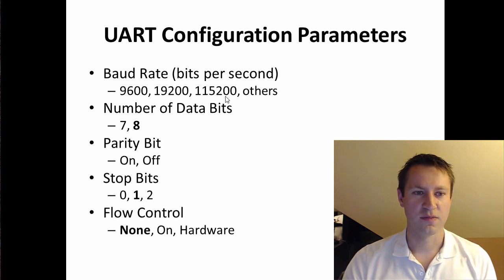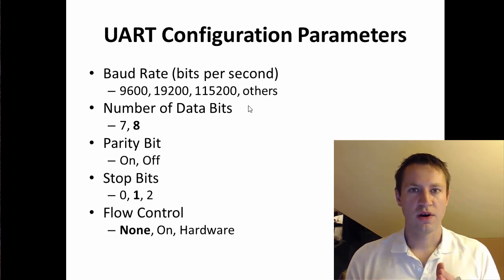Anyway, they do go faster than this. 115200 is a pretty common speed. It can go all the way up to like 1 megabit per second, but after that, you start to have problems with the data integrity getting slightly corrupted. So UART is simple, but it's not intended to go very fast.